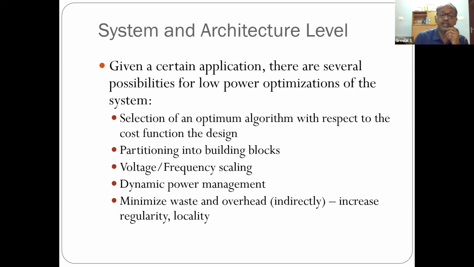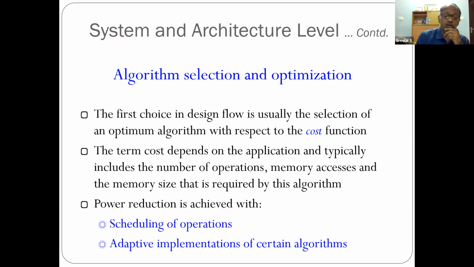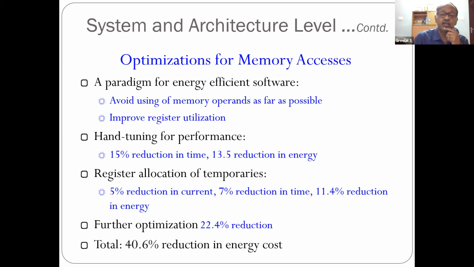These are some of the techniques. We can look in detail into each of these, but we will just go into it in a brief manner. Algorithm selection and optimization is one thing. For example, power reduction is possible by scheduling of operations and then adaptive implementation of certain algorithms, what you can see at the bottom. So that is, for example, two algorithmic techniques which can help us to reduce the power consumption.